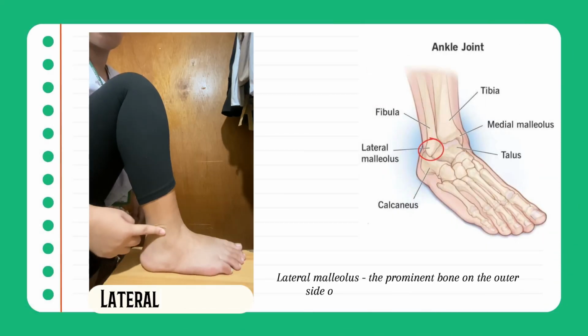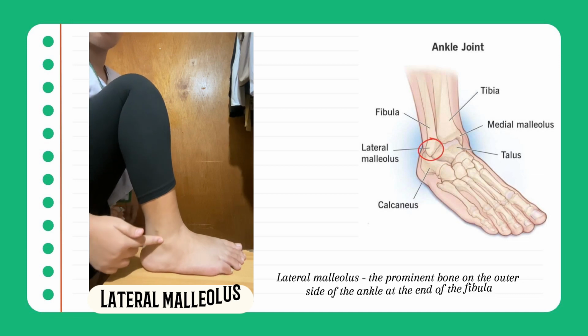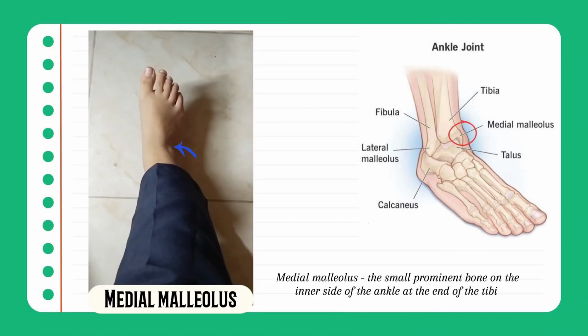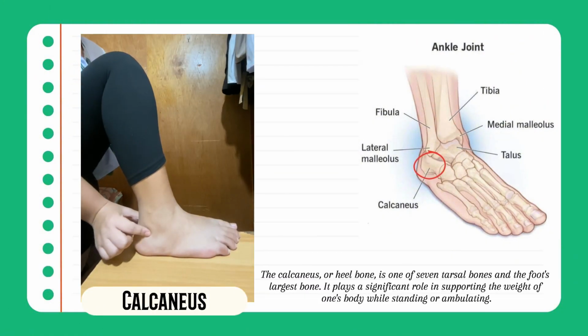This is the lateral malleolus. It is the prominent bone on the outer side of the ankle at the end of the fibula. The next one is medial malleolus, the small prominent bone on the inner side of the ankle at the end of the tibia. The last one is calcaneus or the heel bone.